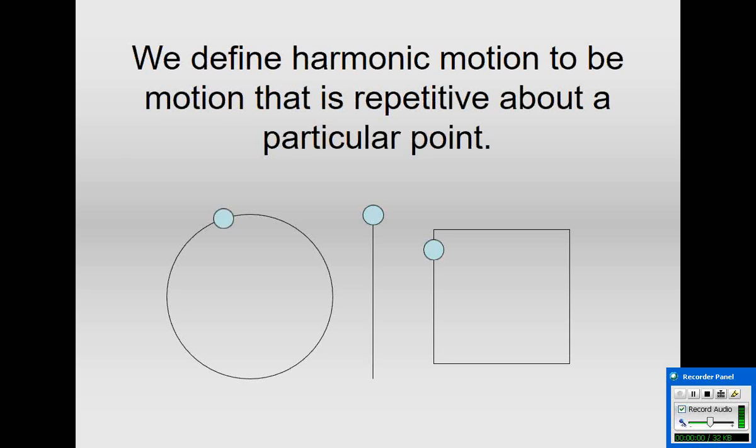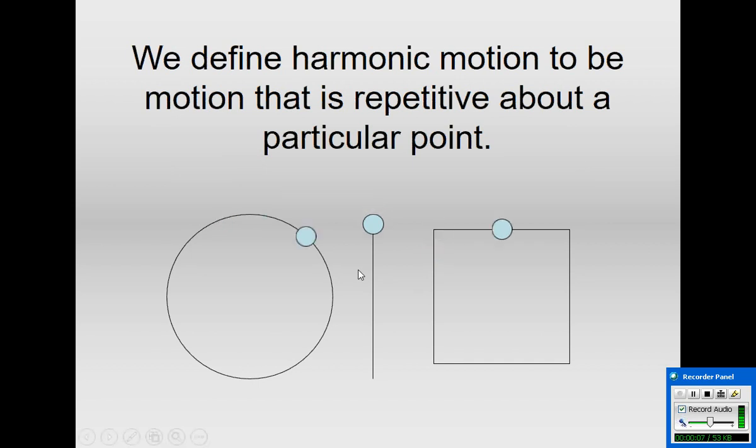Hello. In this lecture, we are going to look at the situation of oscillations. And we're going to look at the idea of what is called harmonic motion, which is basically repetitive oscillations about a particular point. On the screen, you see three examples of harmonic motion: circular motion, linear oscillations, and then this square motion. And all of them are oscillations about a particular point.